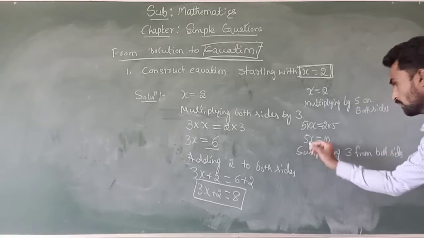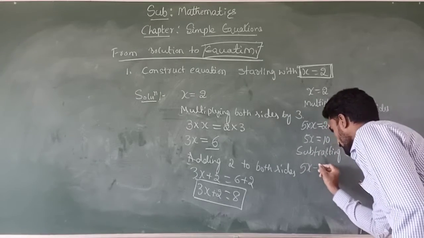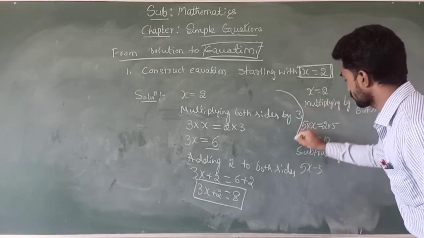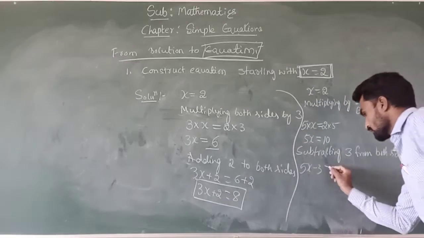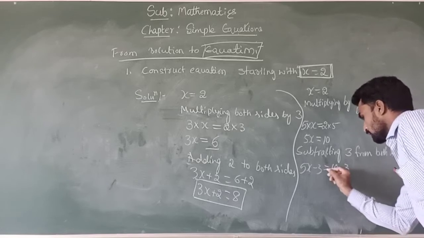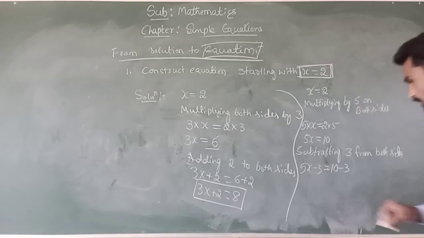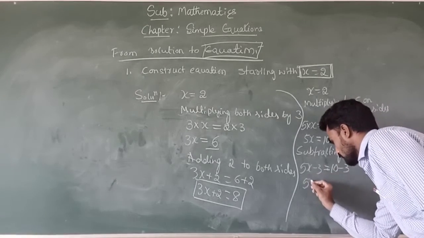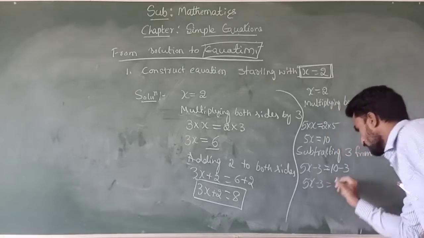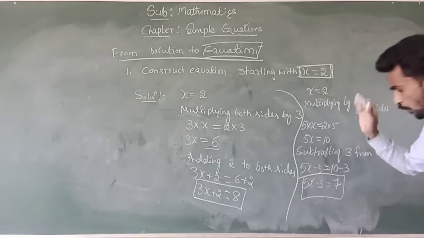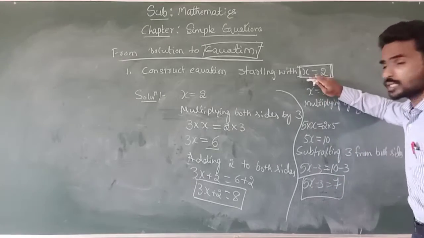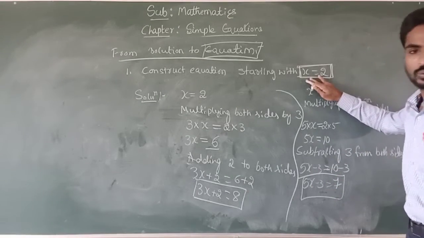We get 5x minus 3, that is equal to 10 minus 3. We get 5x minus 3 is equal to 10 minus 3, which is equal to 7. This also is one equation with solution x is equal to 2.